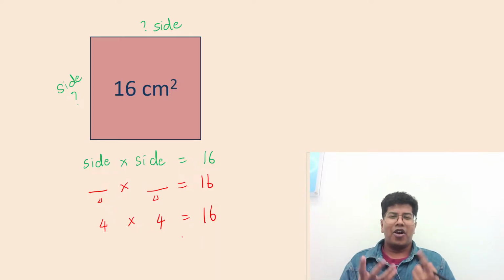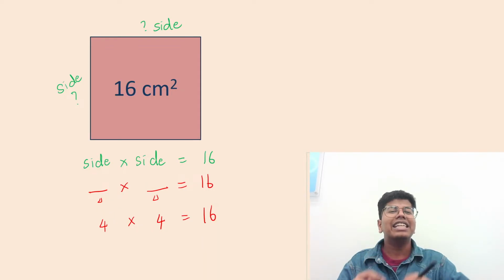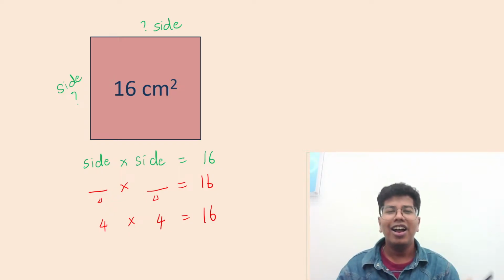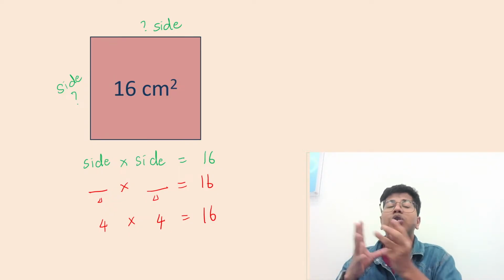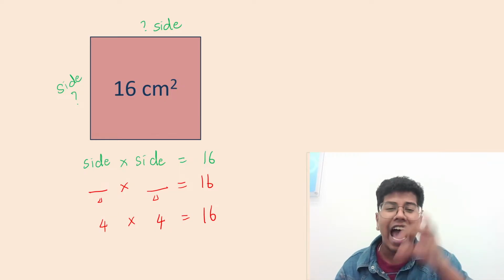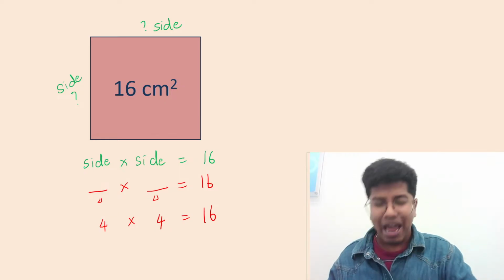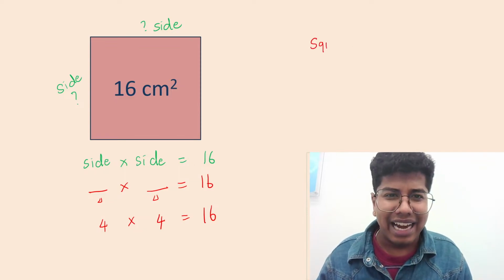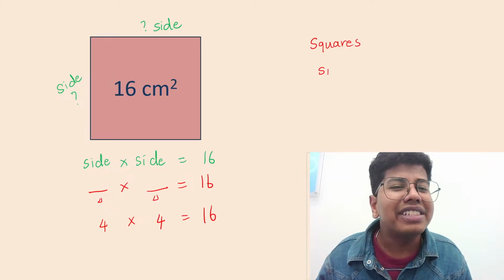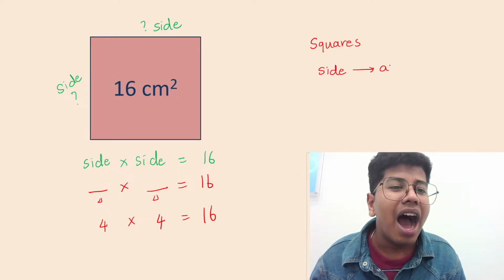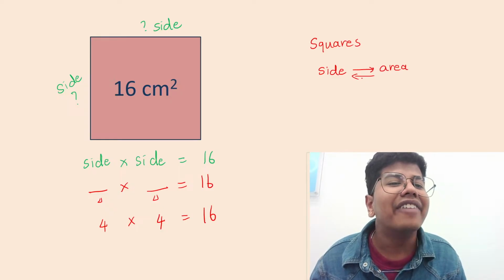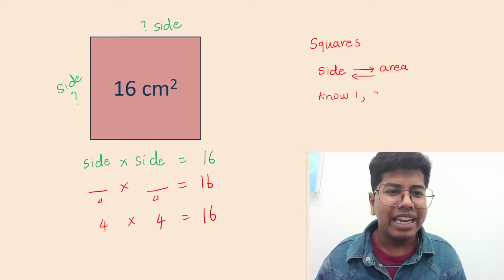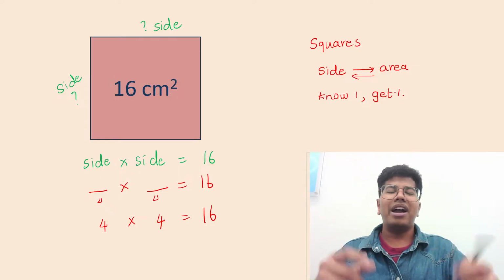So what we can observe from here, if we have side, we can calculate the area easily. But if we have area, to calculate the side, we have to think about using the two same numbers. When we multiply the two same numbers, we can get the area. So for squares, the thing that we can remember is, if we have side, we can calculate area, and if we have area, we can calculate side. So if we know one, we can get another one. This is the part we can understand.